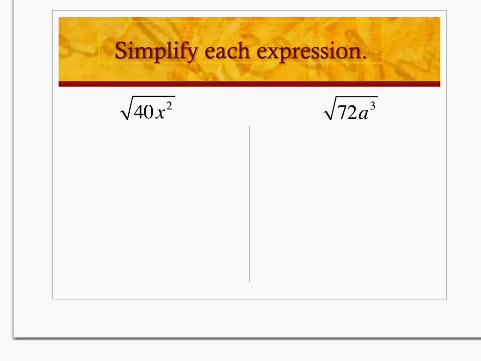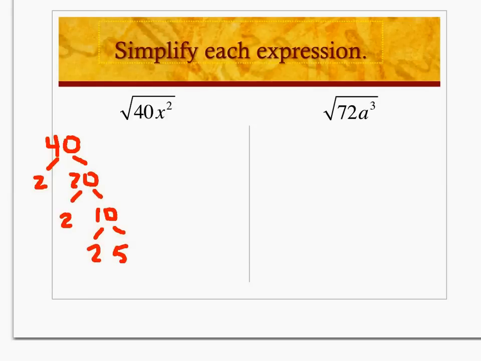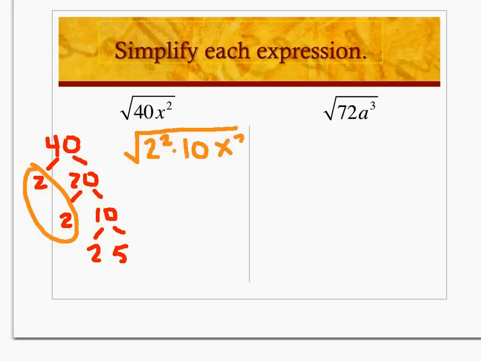So 40, if it's not completely obvious, you can break it down into its prime factors. 2 times 20, 20 is 2 times 10, 10 is 2 times 5. Remember, anything that doubles up will hop out, so these guys double up, they're going to hop out. So I'm going to rewrite this. That's 2 times 2, which is 2 squared, right? And then I have this 2 times 5, which is representative of the 10. So I get times 10. Then I have x squared.